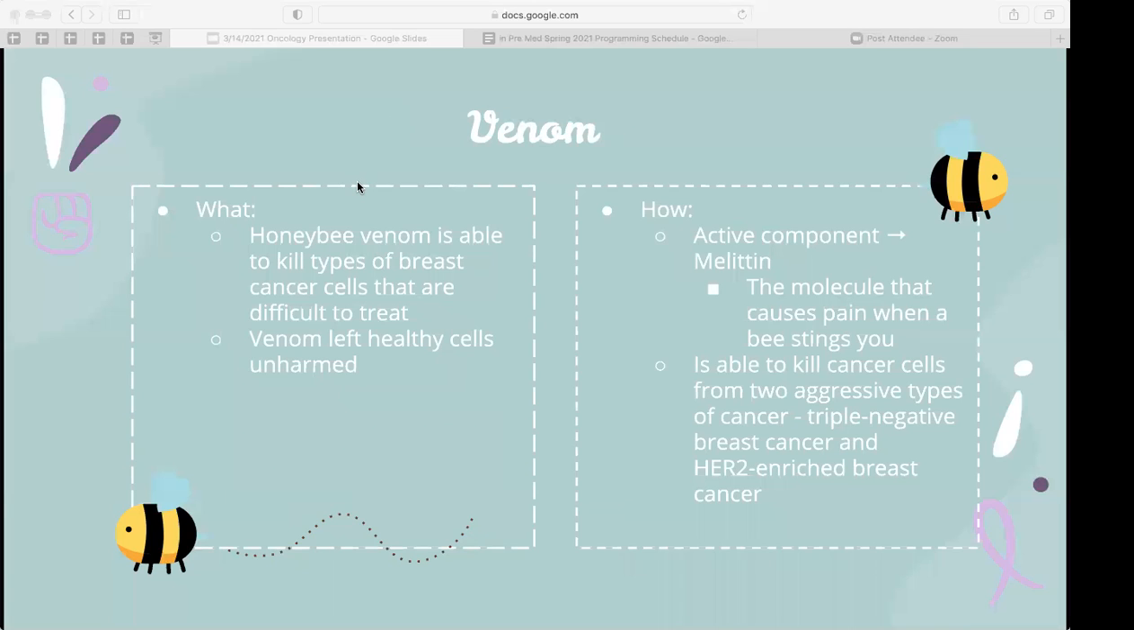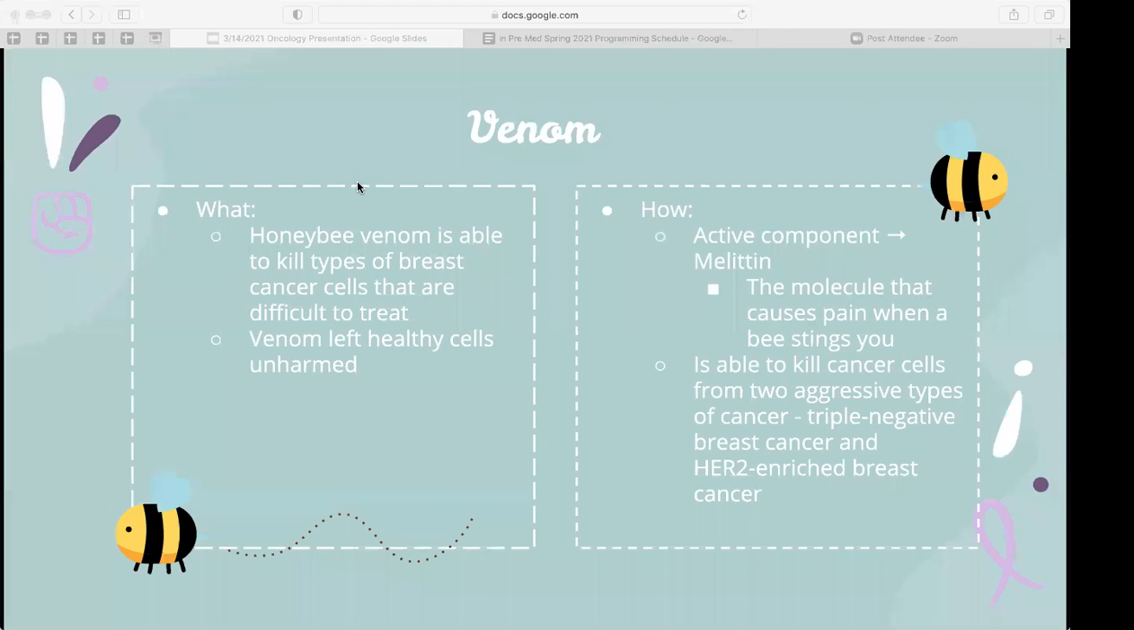So a type of treatment for breast cancer is honeybee venom. It may sound a little strange, but it has actually been proven to be quite effective. Don't worry though, it only kills the cancer cells and it leaves the healthy cells alone. Honeybee venom is able to do this because of an active component that's in its venom. The component is called melittin, and these are the molecules that make bee stings painful.